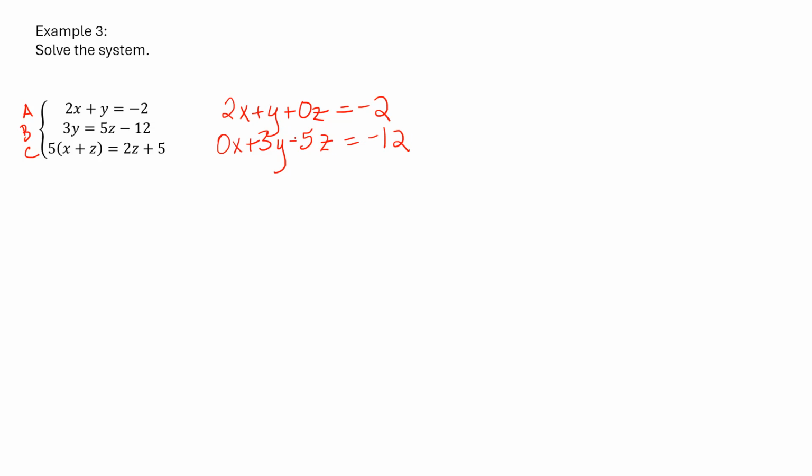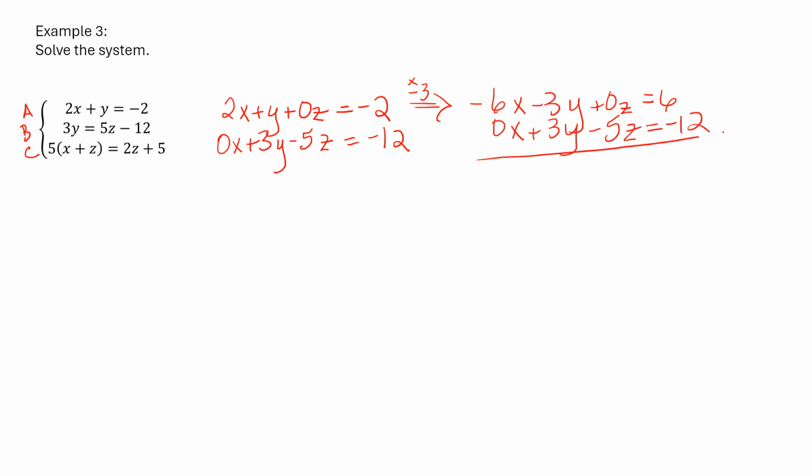Now I want to eliminate the y's. So I'm going to multiply the top equation by negative 3, and I will get negative 6x minus 3y plus 0z equals 6. Second equation, I'm going to leave it the way it is. Minus 5z equals negative 12. Add them together, and the y's cancel, and you end up with negative 6x minus 5z is equal to negative 6. Okay, so this is my new equation in x and z. We'll call it equation D.